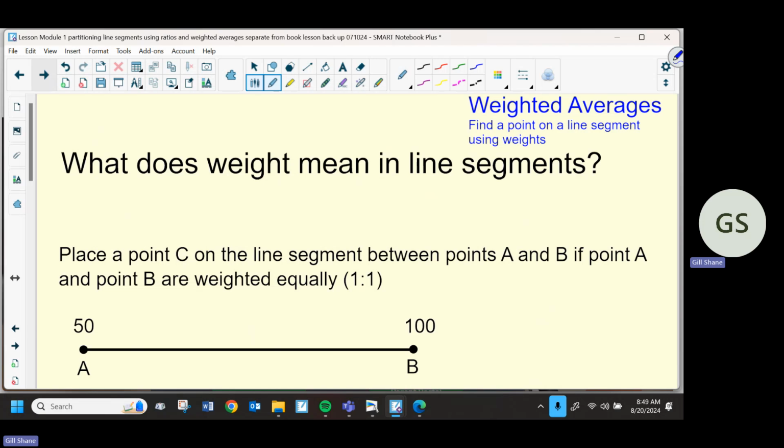I want to know if I put a point C on the line segment between A and B. Basically I'm finding the average, but this is the way it'll get worded in this chapter. You're putting point C on a line to split it into two smaller segments, and the 50 and the 100 are equally weighted. I want you to try to come up with the answer. Don't say it out loud. What would the answer to that question be? Read the question if you didn't understand what I said. We're splitting that line into two segments by putting C on.